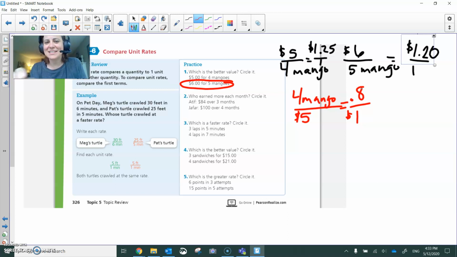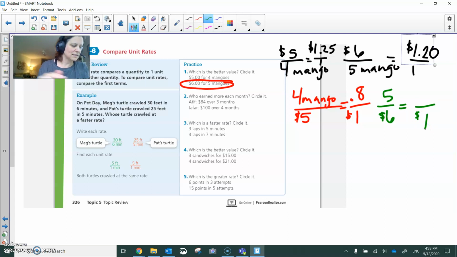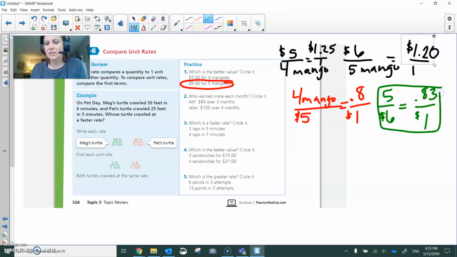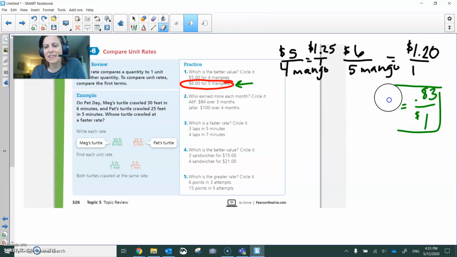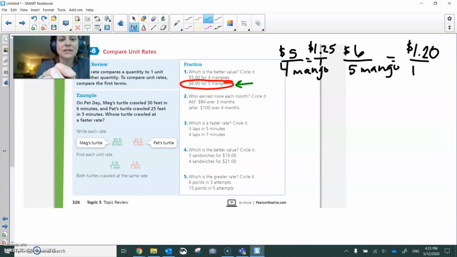And in the other case, 5 mangoes for $6. In this situation, 5 divided by 6, you could get 0.83. You could get more mango with this situation. So once again, that is the right answer. So whichever way you want to do it is fine. Personally, I prefer to do it the way it's written and have the second thing be the thing that needs to become a 1. But it's up to you, as long as you're consistent.